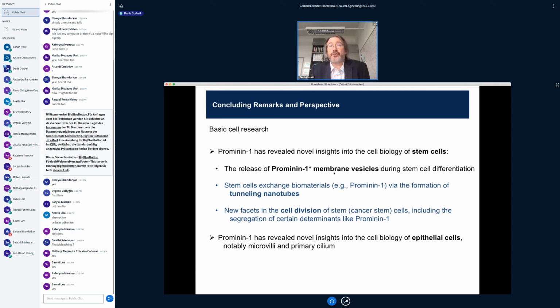So we have also shown this was true for the epithelial cell. We also show it for the non-epithelial cell. We also show that the biology of the epithelial cell has quite some remarkable features there. That prominin has shown that it can play a role in formation of microvilli and budding of vesicles from the microvilli, but as well from the primary cilium.